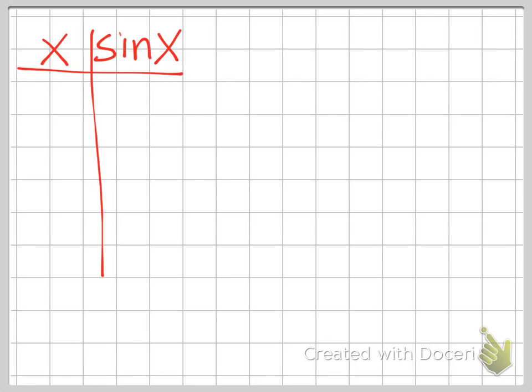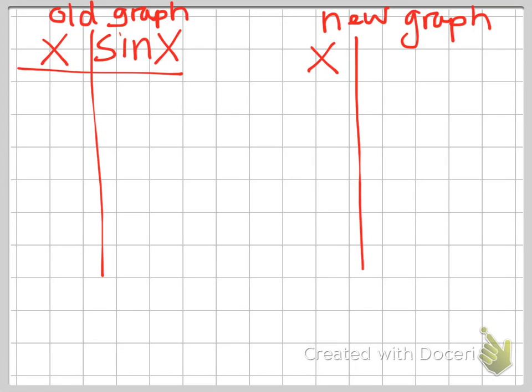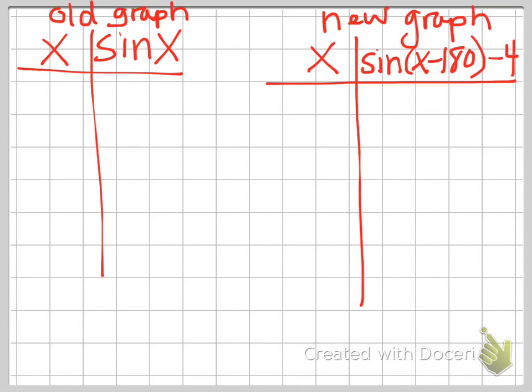You don't have to recopy your table of values, but I'm going to quickly jot them down. We have x, we have sine x. Let's look at the first key point. So this is our old graph, and I want the new graph here. So we're going to have x, and we can write this as the sine of x minus 180, minus 4.